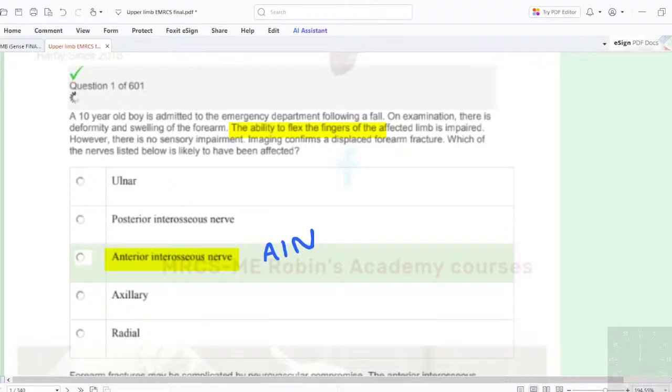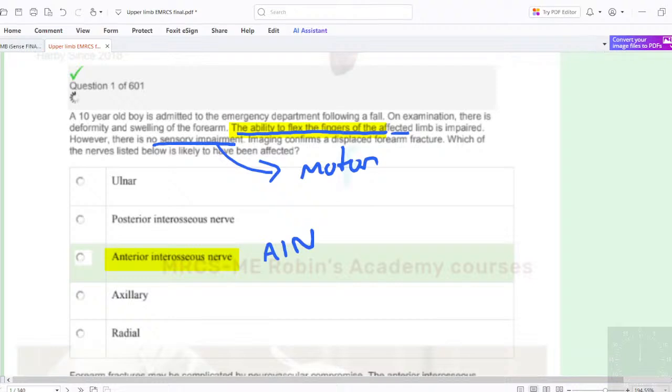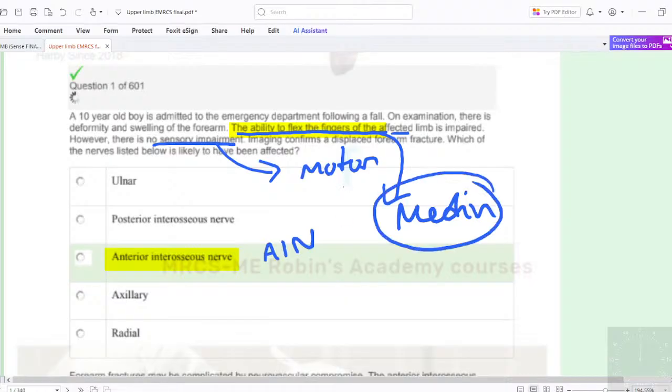So it is clear cut. Ability to flex the fingers is affected and there is no sensory impairment. No sensory impairment means it is a motor nerve, and the flexor of the finger is affected. Flexors are supplied by the median nerve, and they said more specifically that there is no sensory impairment. So pure motor median nerve. We know the pure motor branch of the median nerve is AIN, the anterior interosseous nerve.